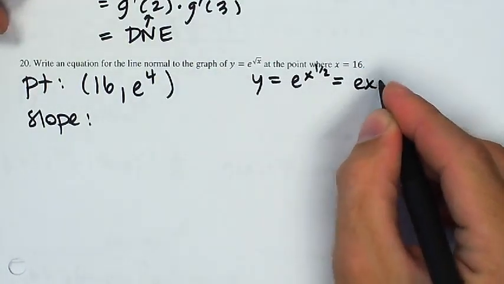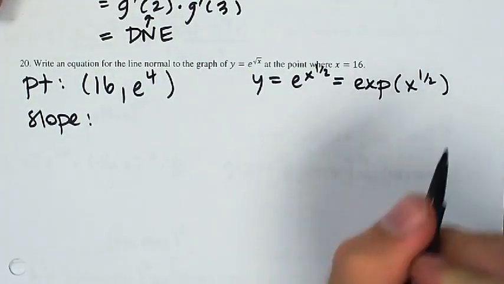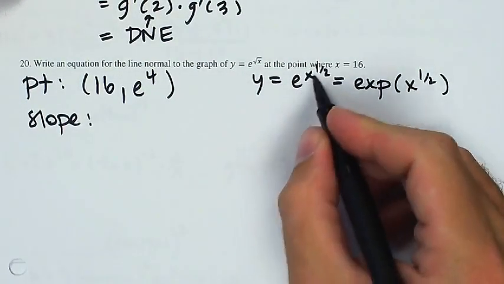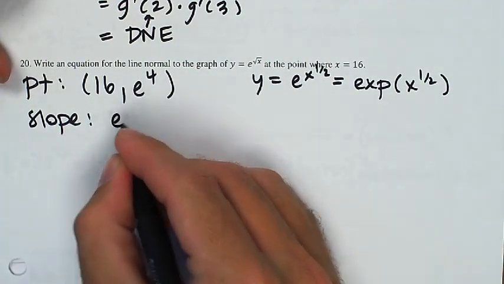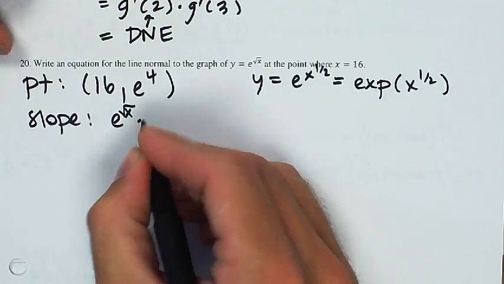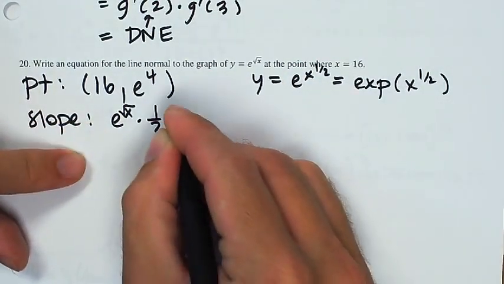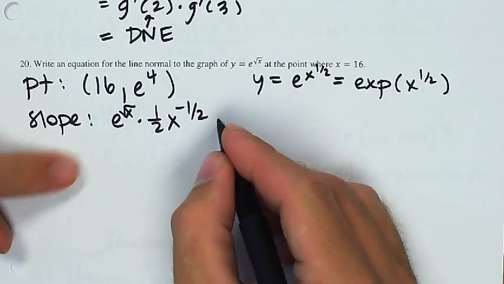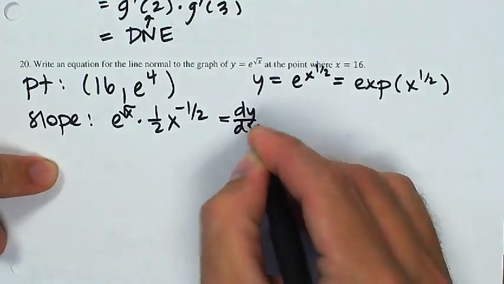or maybe e to the x to the 1/2. Might be a little easier for you to look at. Okay, we know that e to the u is its own derivative. But with respect to x, I need to multiply by du dx. So it's going to be e to the square root x, e to the x to the 1/2, times the derivative of x to the 1/2, and that'll be 1/2 x to the negative 1/2. Okay, and that's equal to dy dx.